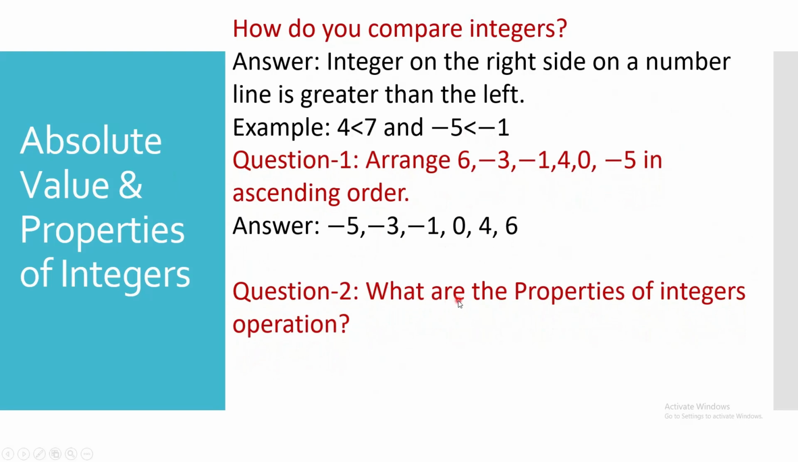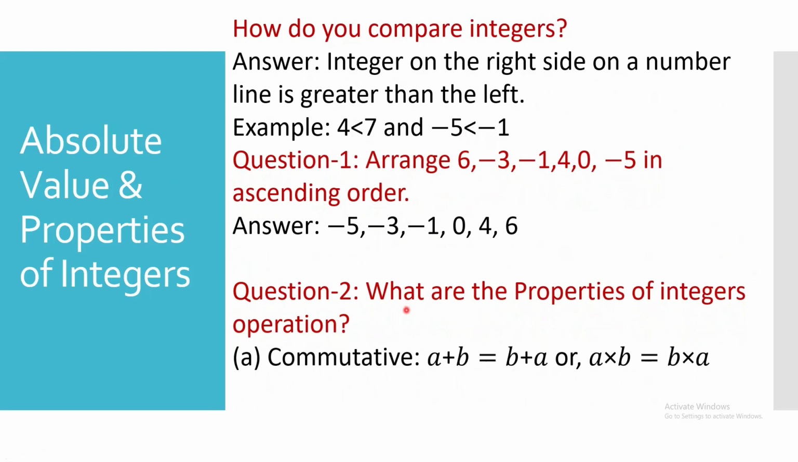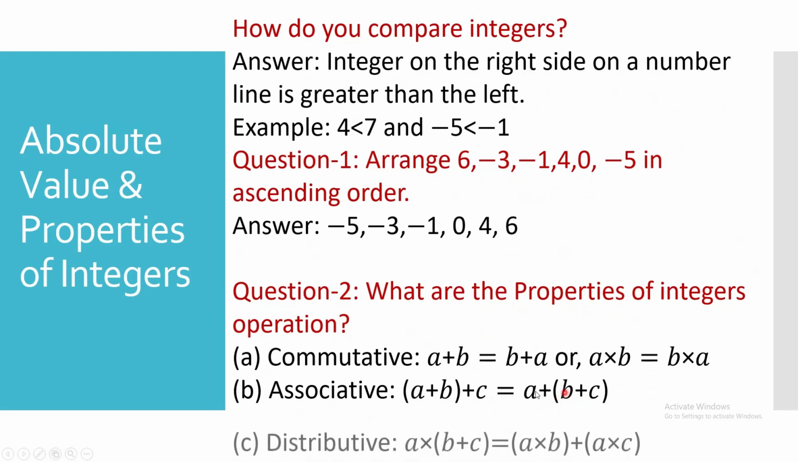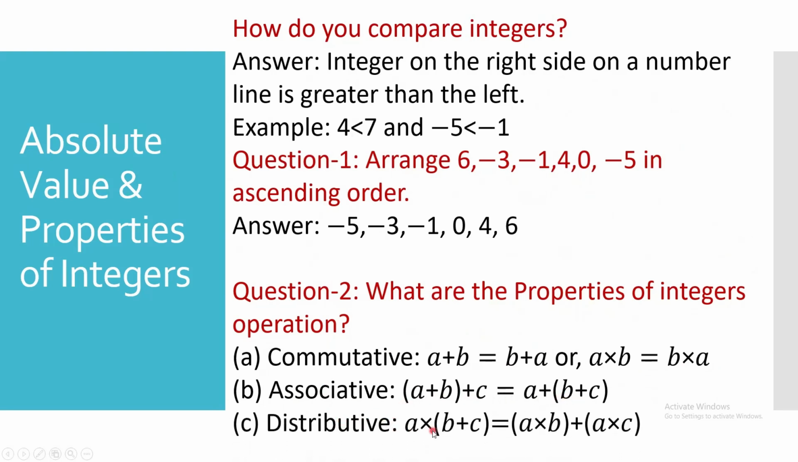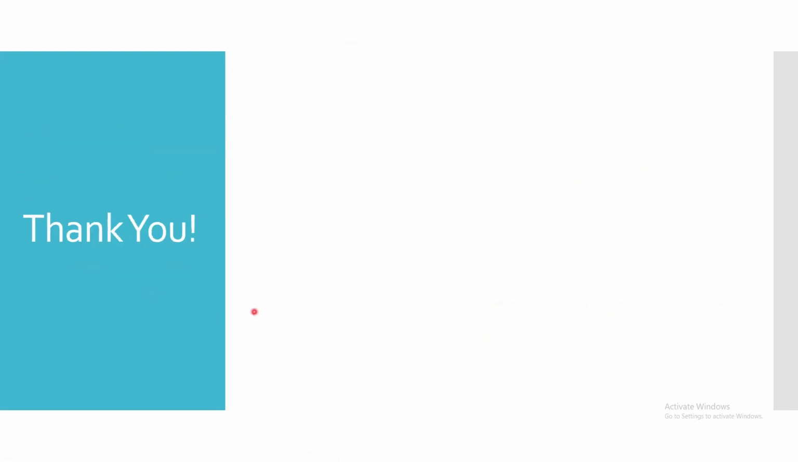Question number 2, what are the properties of integer operations? First property is the commutative law. You see a plus b equals b plus a, or a multiply b equals b multiply a. Second, the associative law, you see a plus b plus c equals, we can write it like a plus b plus c with the grouping changed. And the third one, the distributive law, you see a multiply b plus c equals, we can write a multiply b plus a multiply c. So these are the three laws of property.